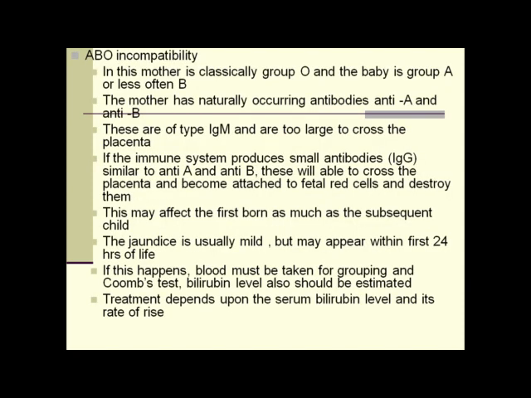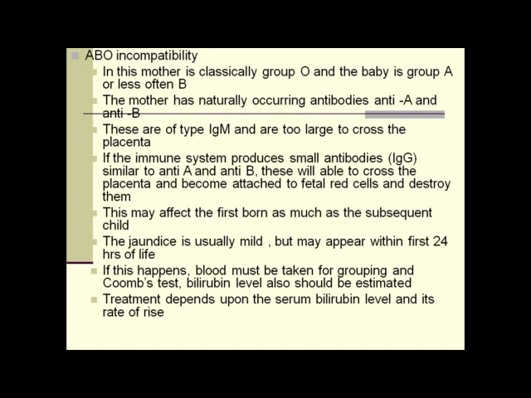ABO incompatibility. In this, the mother is classically group O and the baby is A or, less often, B. The mother has naturally occurring antibodies like anti-A and anti-B. These are of the IgM type, which are too large to cross the placenta. If the immune system produces small IgG antibodies similar to anti-A and anti-B, these will be able to cross the placenta, attach to the fetal red cells and destroy them. This may affect the firstborn as much as a subsequent child.